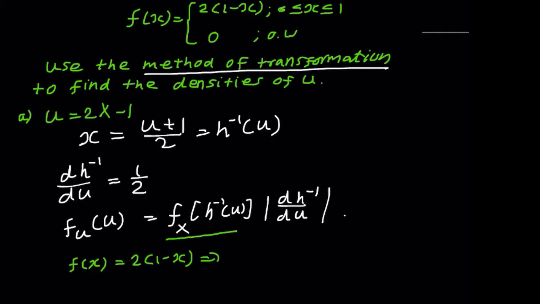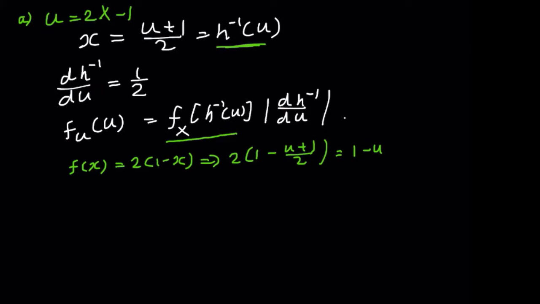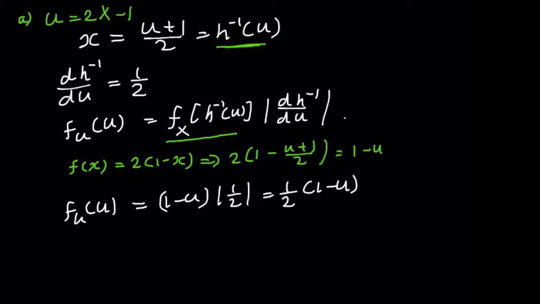Okay. Now you can plug h inverse u, which equals (u plus 1) over 2, into this equation. So 2 times (1 minus (u plus 1) divided by 2). So this equals 1 minus u. So f_X of h inverse u equals 2(1 minus u), and the absolute value of dh inverse over du should be 1 half. Therefore, 1 half times 2(1 minus u) gives 1 minus u. So this is the PDF of u.